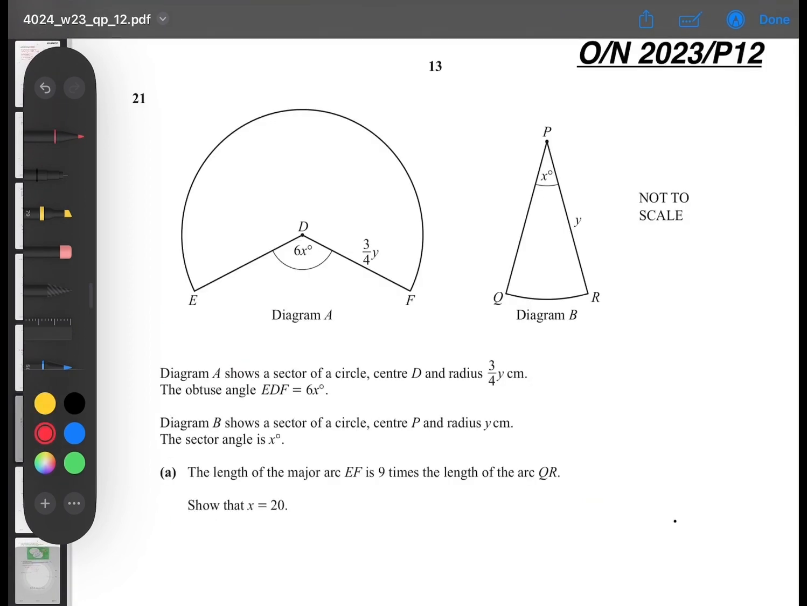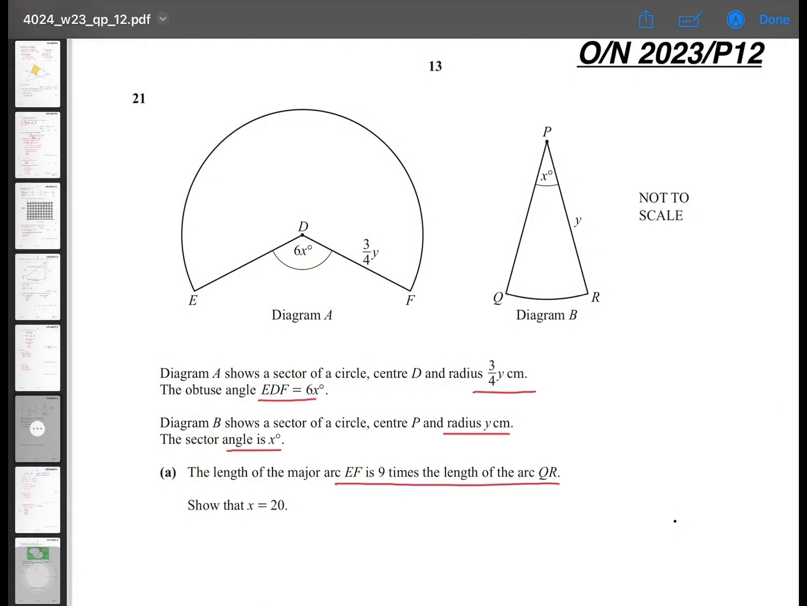Question number 21. You are given two sectors. Diagram A shows a sector of a circle, center D and radius 3/4 pi centimeters. The obtuse angle EDF is equal to 6x degrees. Diagram B shows a sector of a circle, center P and radius y centimeters, and the sector angle is x degrees. Part A. The length of the major arc EF is 9 times the length of the arc QR. Show that x is equal to 20.